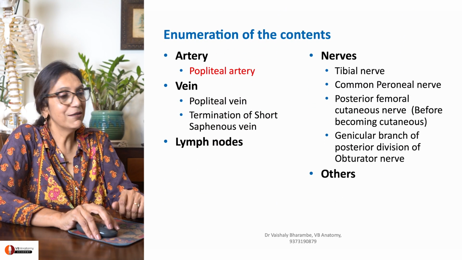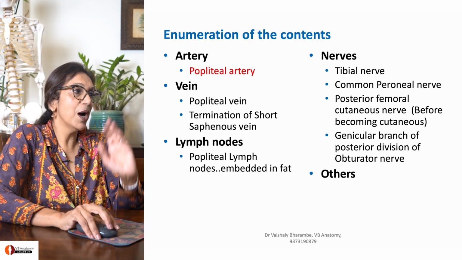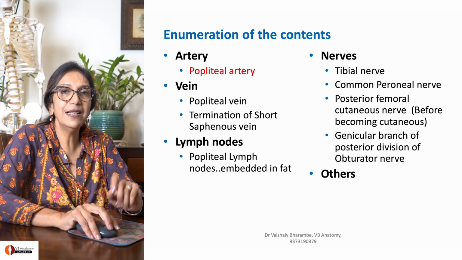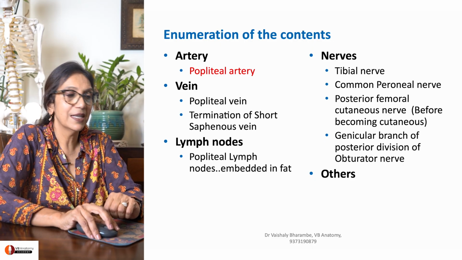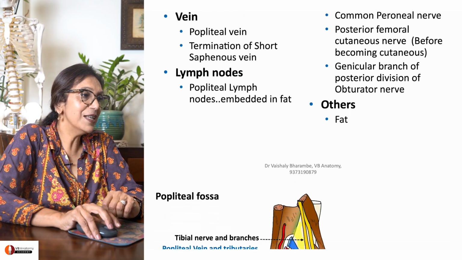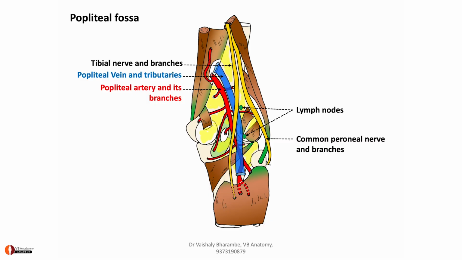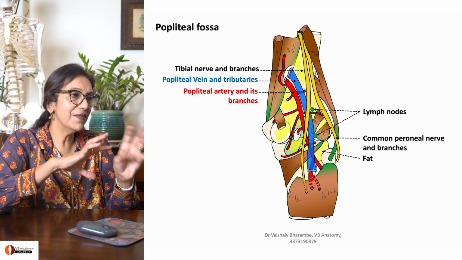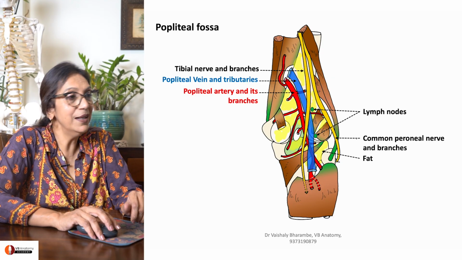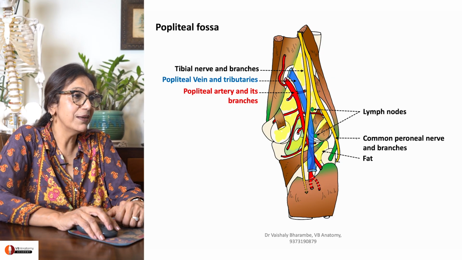Right. So what have we done? We've talked about the arteries, veins, nerves. Let's just touch on the lymph nodes and others. So which lymph nodes? Here you can see popliteal lymph nodes. In the popliteal fossa, there are a few lymph nodes, popliteal lymph nodes. Ma'am, this is looking yellow. Why is it looking yellow? Because there's a lot of fat. The fat is there to protect the very crucial neurovascular bundle that passes through the popliteal fossa.